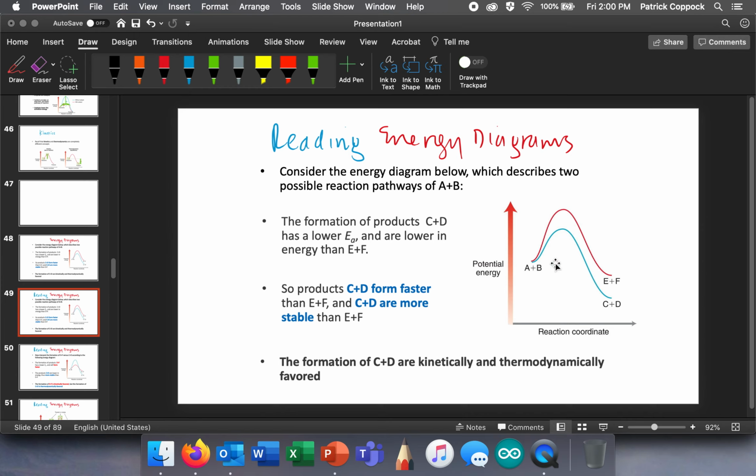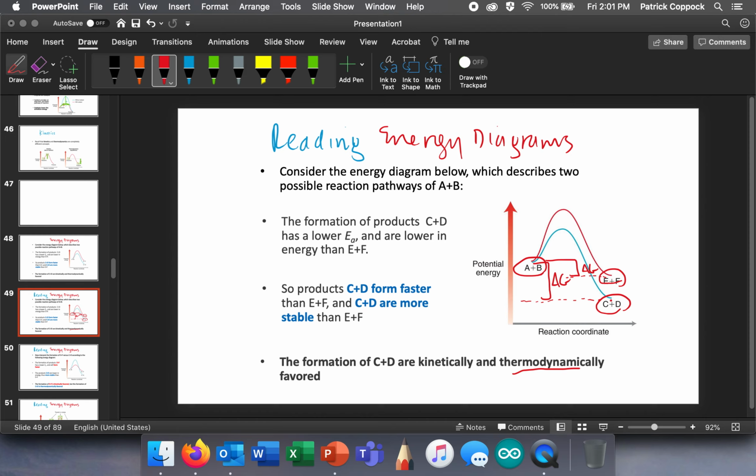What we have is two reactions here. We have A and B in the beginning, and they either go to C and D or to E and F. Can you see, here's my E, here's my C and D. Delta G, we get more free energy out of it if we go to C and D. So C and D are thermodynamically favored, right? Because E and F only fall that far. That's delta G for E and F.